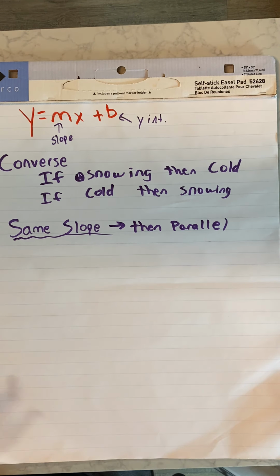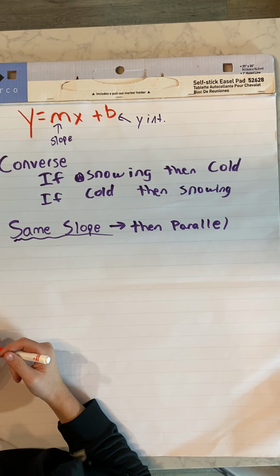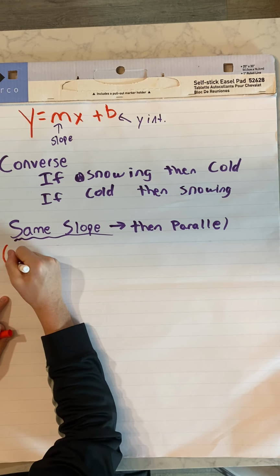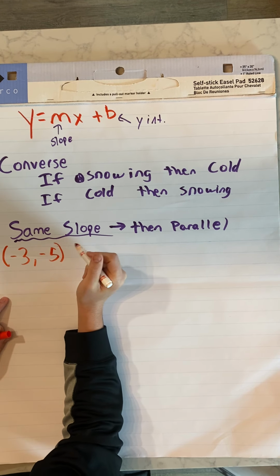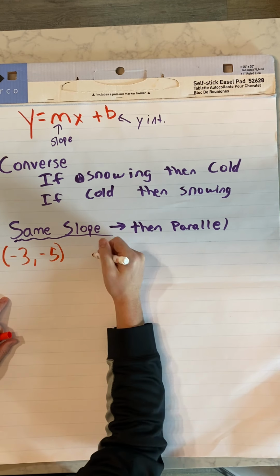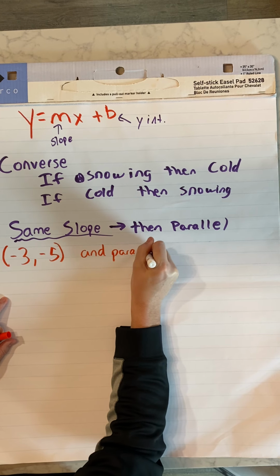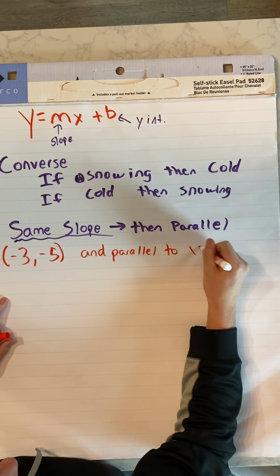So let's go ahead and write this right here. It says, write an equation of a line that passes through this point, -3, -5, and is parallel to this equation.